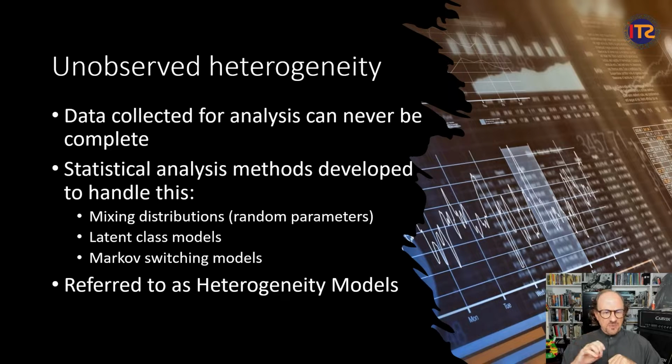So instead of having individual parameters per observation, you have groups of people, classes, groups of observations that have the same parameter. The third approach is what I call the Markov switching models, and I've done a couple of research papers on them. The idea is that the parameters you estimate may vary over time between 2 or more states.